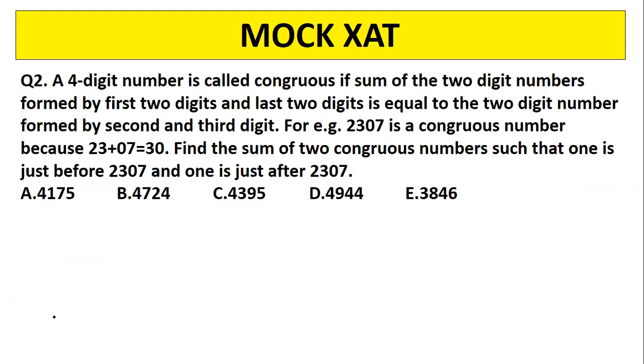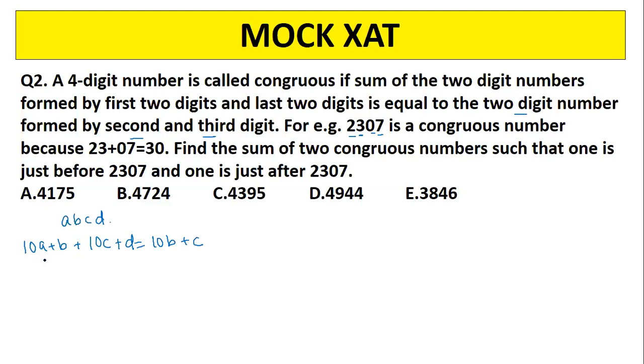Okay. So first of all, let us write the equation. Let the 4-digit number be ABCD. The equation is something like this: 10A plus B, the sum of the first two, plus the sum of the last two, which is 10C plus D, should be equal to the sum of the second and the third digit, which is 10B plus C.